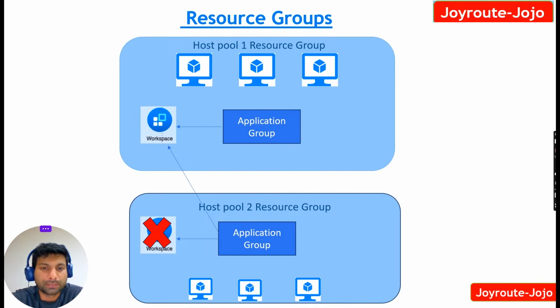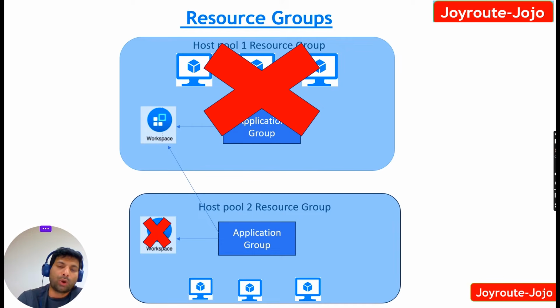The issue is that, let's consider both the host pools have a different life cycle. Consider we want to remove the entire host pool 1, or whatever resources we have in the host pool 1 resource group. When we remove that, the workspace has a dependency with host pool 2, so we cannot remove it completely. So this is another challenge.